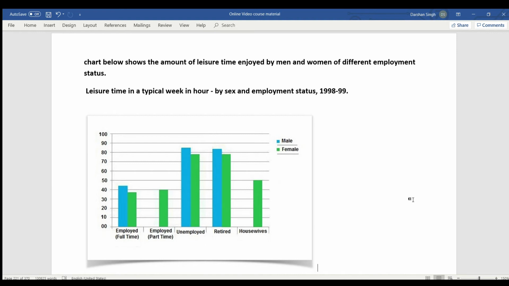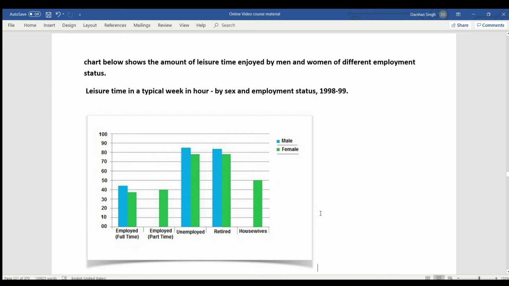So in overall, you must always keep in mind that you never give figures. What do I mean by figures? These figures. You cannot simply write that men who were full-time employed spend around 45 hours of leisure time. No, that is wrong. You cannot use figures in your overall. So how can you write? In your overall, you must keep 2 things in mind. The first one, no figures. The second one, you must try to explain the whole graph in 3 lines.